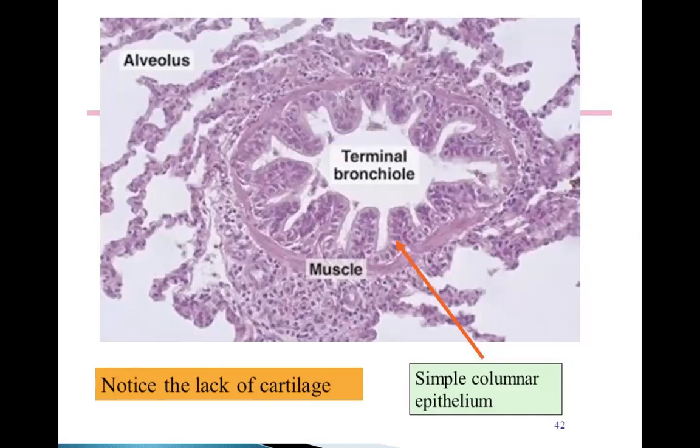So you're going to start off with columnar and then eventually get to cuboidal. Notice the lack of cartilage, so there's no cartilage around here. So we just really have smooth muscle and the respiratory epithelium and the ciliary ladder there. And we don't see really any big mucus glands associated.